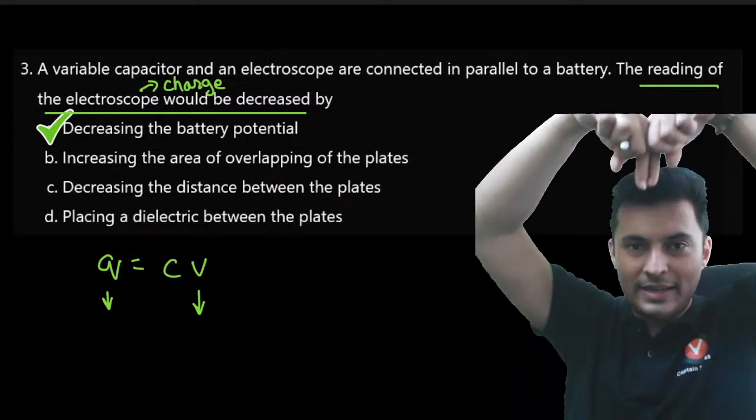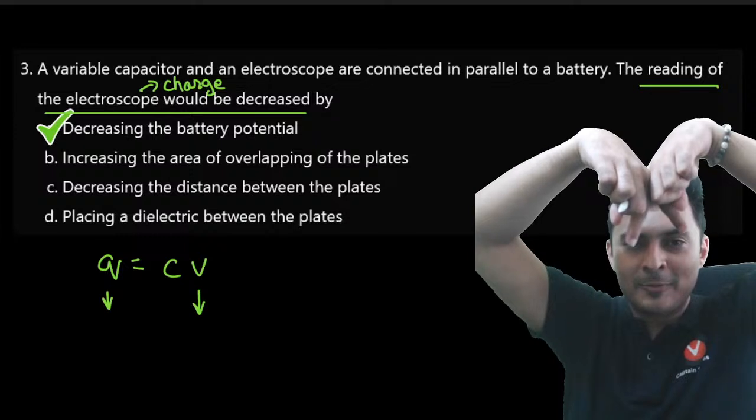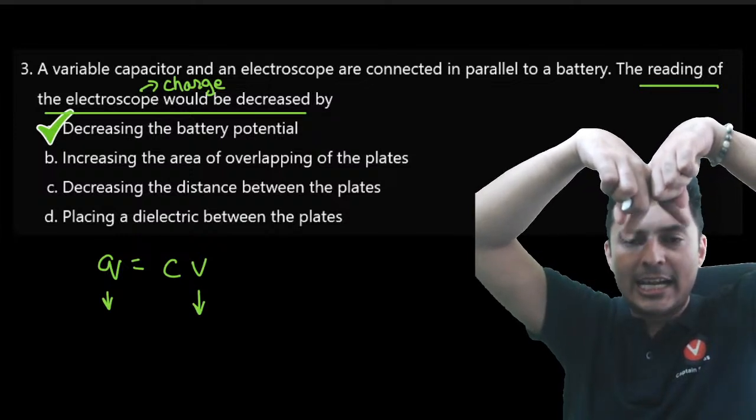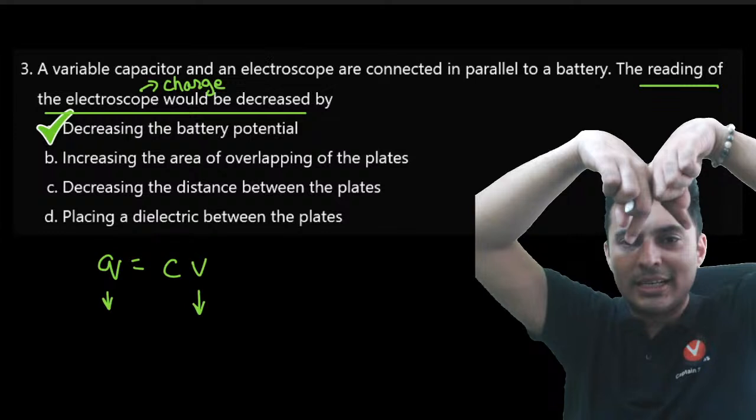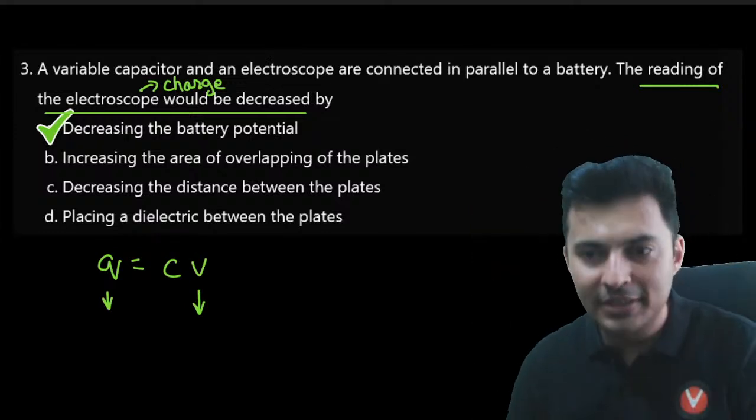In that gold leaf electroscope, two filaments are there and they repel or attract each other based on their charge. That is what an electroscope is. Got it? Okay.